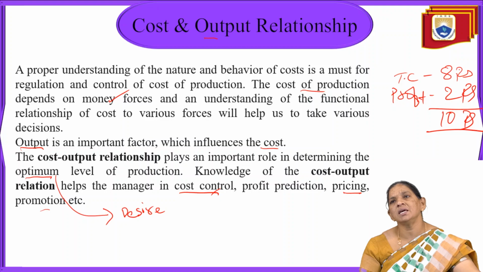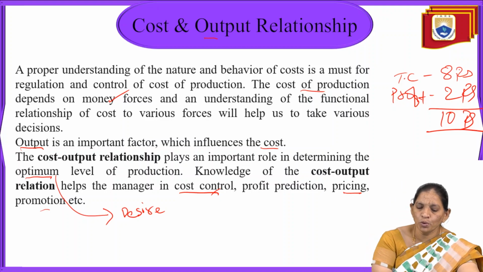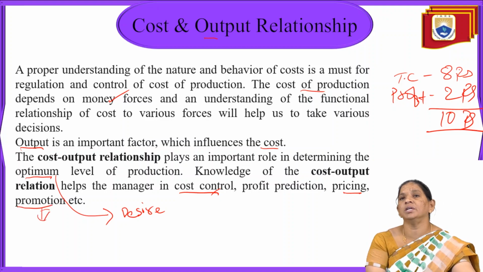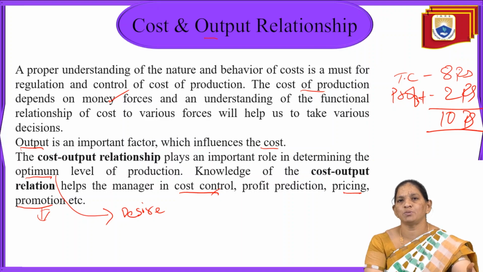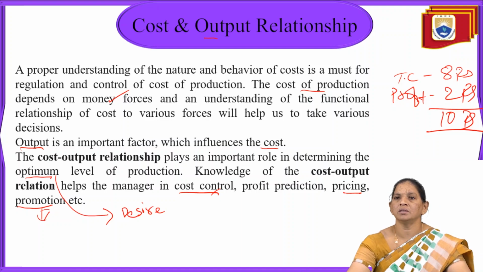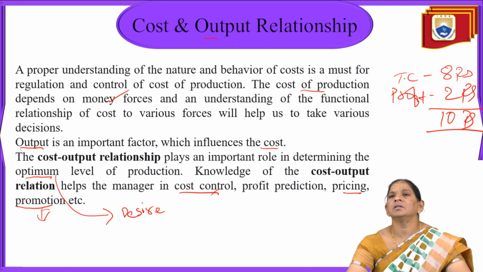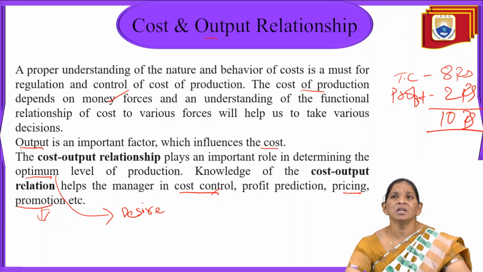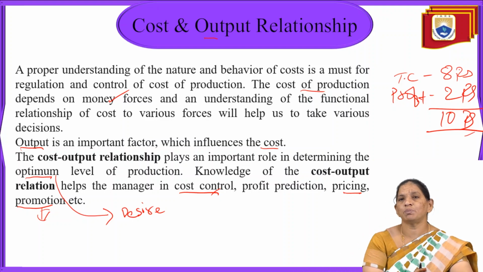In the same way, what type of promotional expenditure we want to keep, what we are spending on advertisement or any other promotional activities, we can identify by the total cost. If the total cost is high, then automatically the promotional expenditure will be very, very less. If the total cost is less, we can add more promotional expenditure and we can increase the price here.